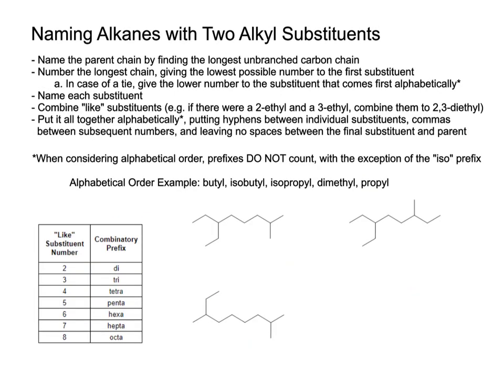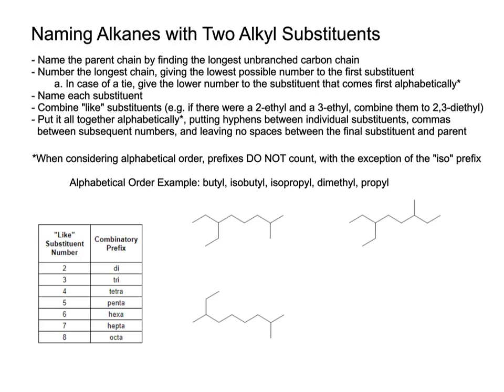When it comes to naming alkanes with 2 alkyl substituents, things get a little more complicated. Once again, we're going to name the parent chain first by finding the longest unbranched carbon chain. When it comes to numbering the longest chain, however, we're going to give the lowest possible number to the first substituent. And in the case of a tie, we're going to give the lower number to the substituent that comes first alphabetically. After that, we're going to name each substituent and then combine like substituents. For example, if there were a 2-ethyl and a 3-ethyl, we would combine them to a 2,3-diethyl.